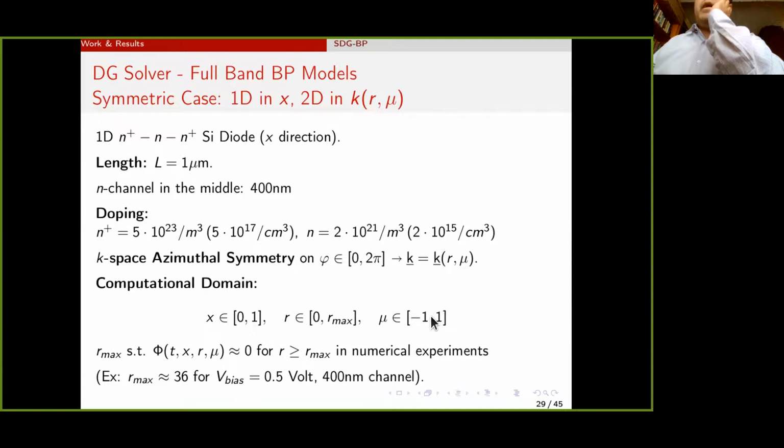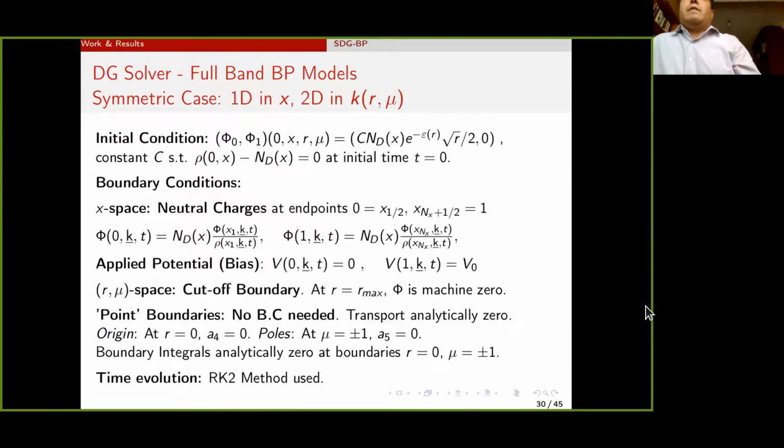So this is our domain, and we are going to have a cut of the domain for enforcing the zero of the PDF. Okay, the initial condition is going to be proportional to a Maxwellian, where we're going to choose a constant so that we have charge neutrality between the density and the doping.